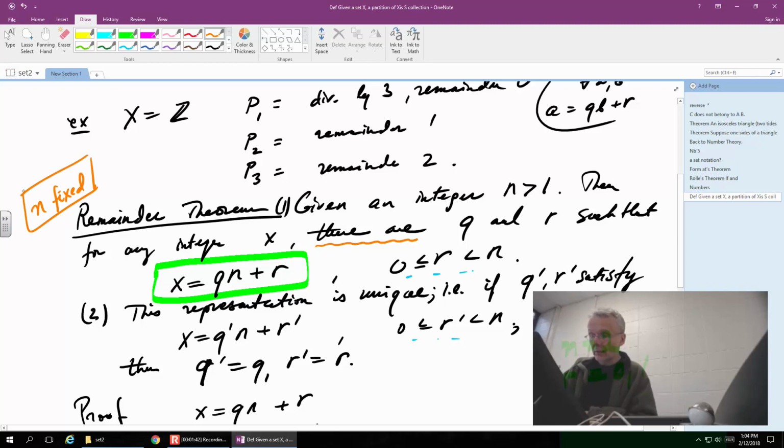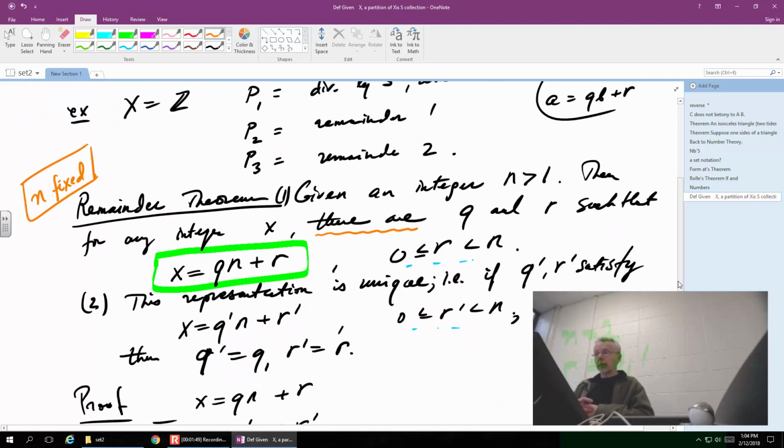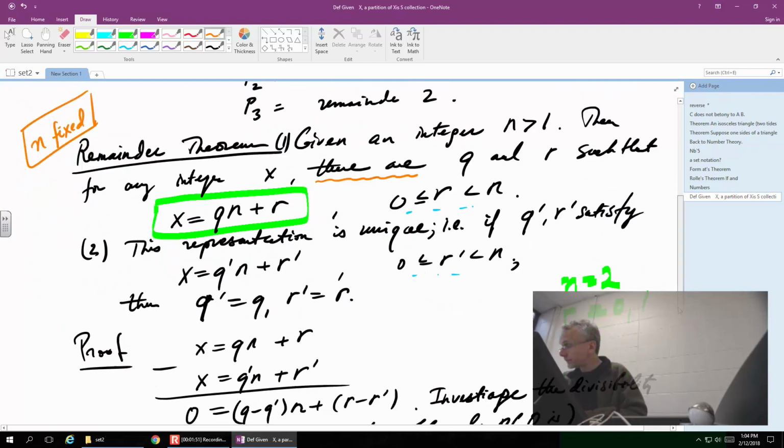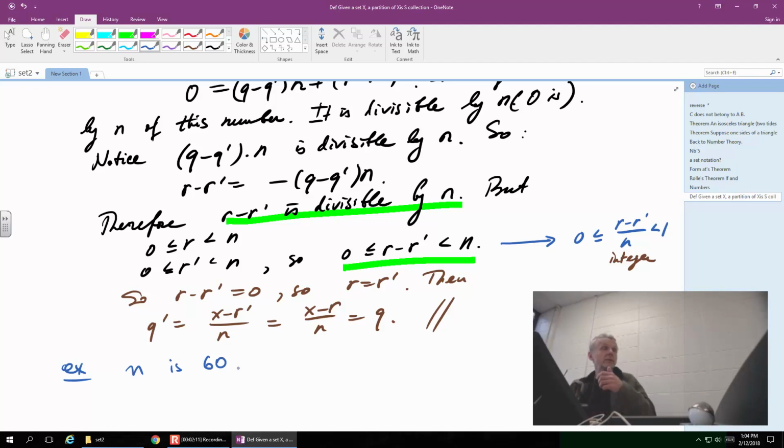So that it wouldn't sound too made up, a few examples are in order to illustrate this theorem and why we do it. So n is, say, how about 60? Any familiar thoughts about divisibility by 60? Anything familiar you see in divisibility by 60?